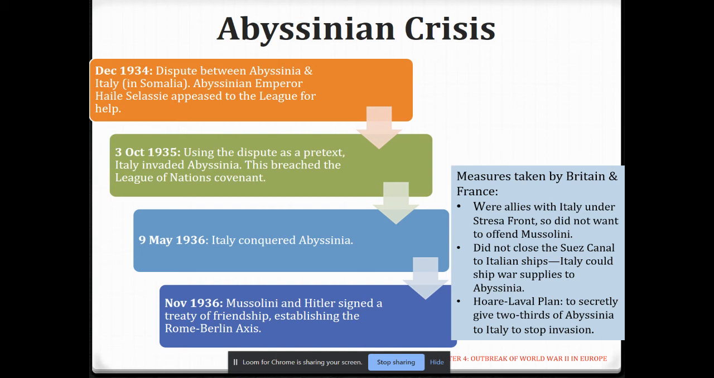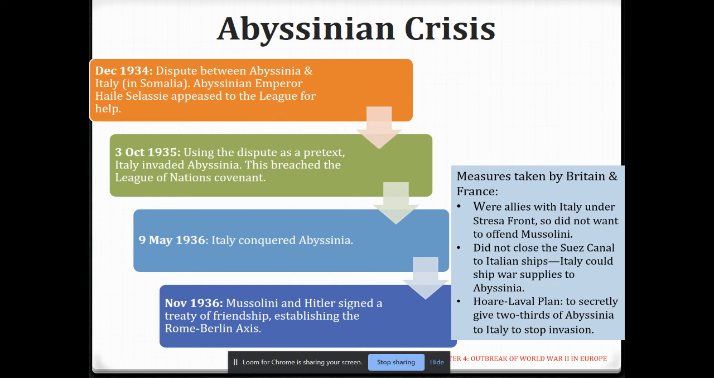So then they came up with this thing called the Hoare-Laval Plan, probably pronouncing it wrong, to secretly give two-thirds of Abyssinia to Italy to stop the invasion. Obviously, if you think of it from the point of view of the purpose of the League of Nations, that's not what Britain and France are supposed to be doing. And also, what gave Britain and France the right to give two-thirds of a country that doesn't belong to them to another country? It doesn't make sense.